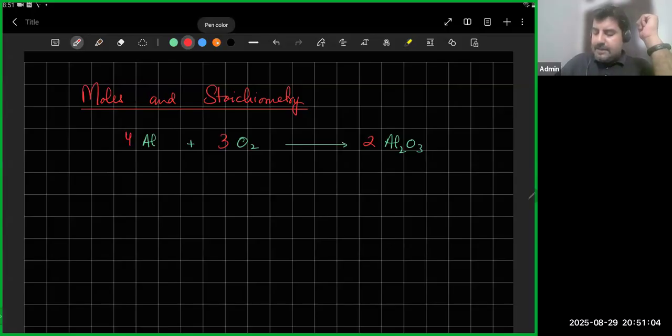Now, what is happening is, this is like a cooking recipe. It's ratios. What an equation tells you is how to make something in the simplest ratio possible. So you've got 4 aluminiums.